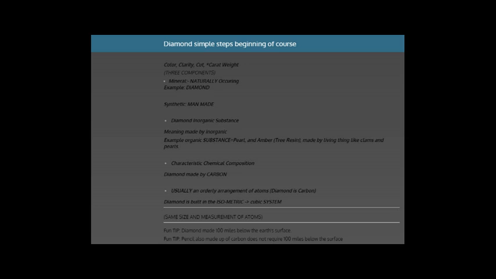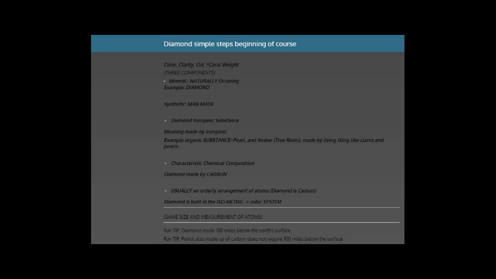Characteristics and chemical composition. Diamond is made of carbon. Carbon is actually the main component in diamonds. It's usually an orderly arrangement of atoms, which you will see later on in the video. This orderly arrangement of atoms makes up the diamond carbon.